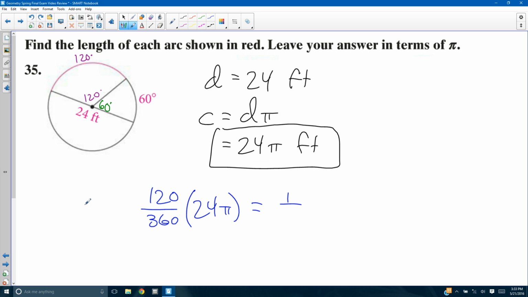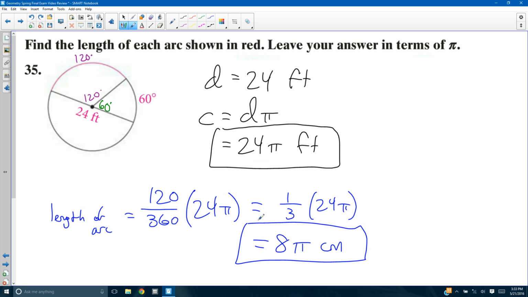Hey, hang on a second. Length of arc equals 1/3. So we're going to do 1/3 of 24 pi, which is 8 pi feet exactly. They said leave your answer in terms of pi. There it is. If I round it to the nearest tenth, I know the number is a little bit more than 24 feet, because pi is 3.14. 8 times 3 is 24.